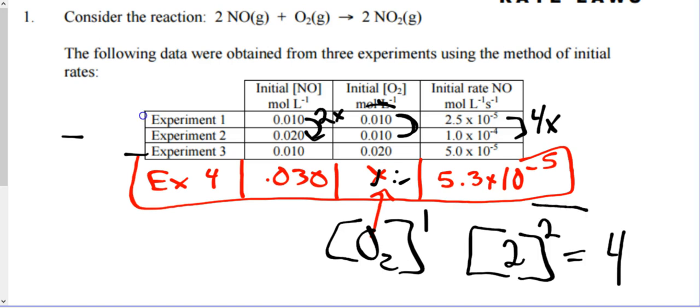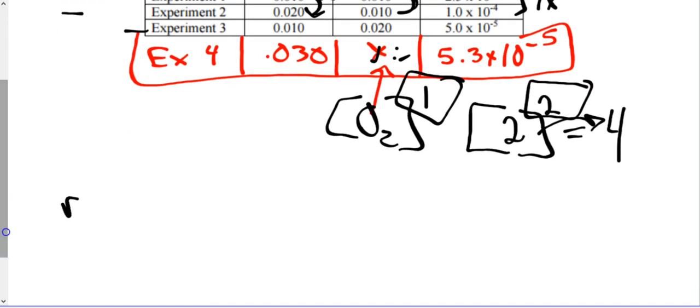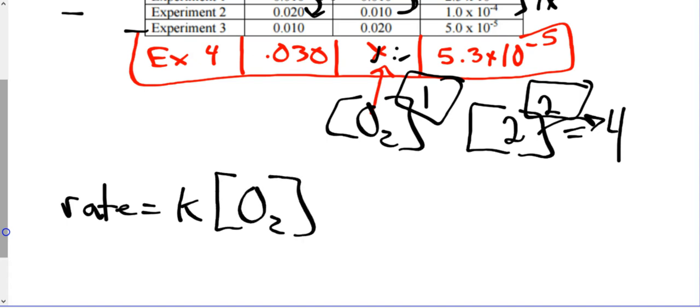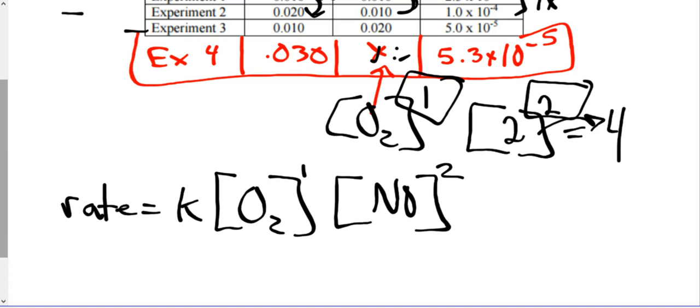This whole activity is to find these exponents based on math. So that would mean now your rate law would be defined as rate equals K. I did O2 first, that was raised to the first. And then it was the NO, and it was raised to the second. So that would be a correctly stated rate law for full credit right there.